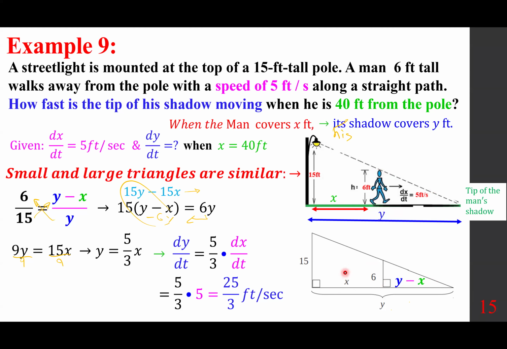And obviously this distance is Y minus X. And the two figures are similar figures. So the ratio of 6 to 15 is the same as Y minus X over Y. And that's not the only way to write it. There are several ways. When you get here, the rest becomes easy. Cross product, you can solve for y and then differentiate both sides with respect to t. Remember, related rates, t is the only independent variable.